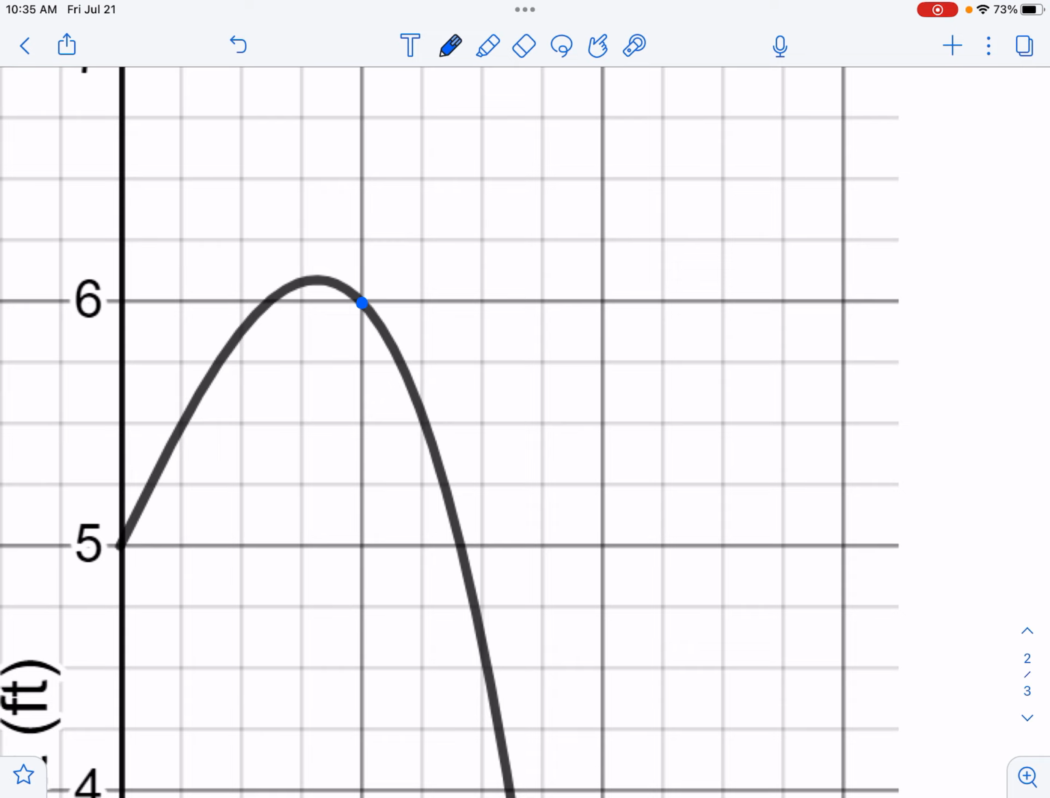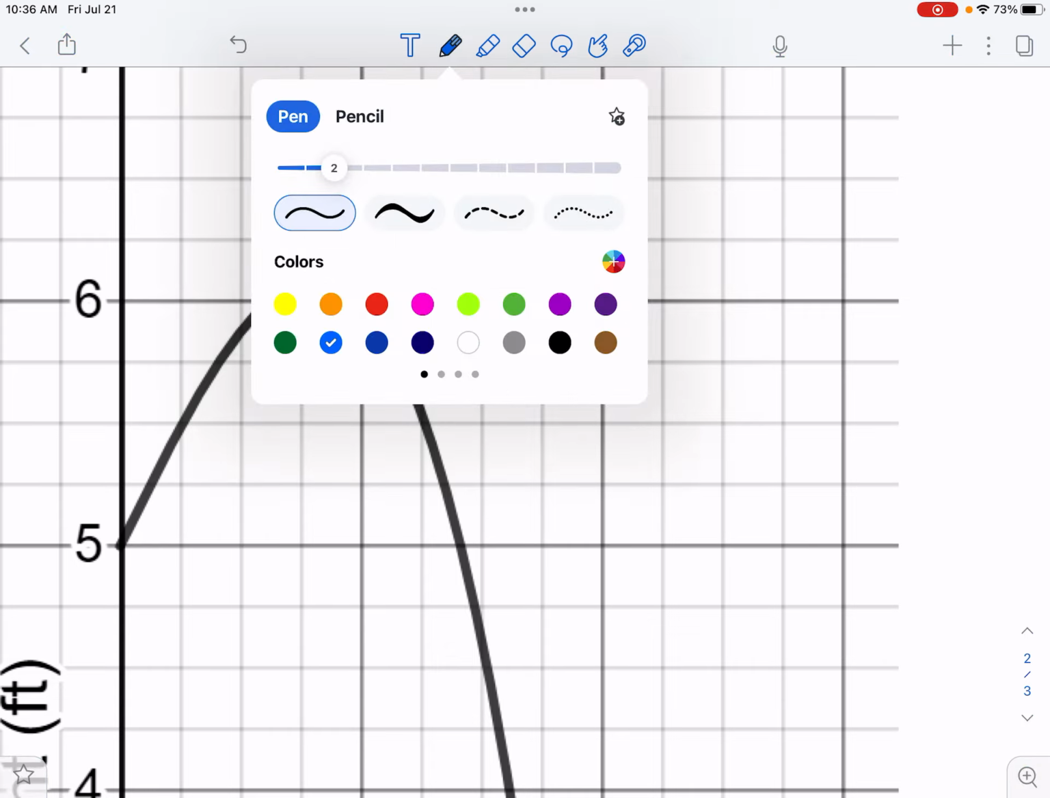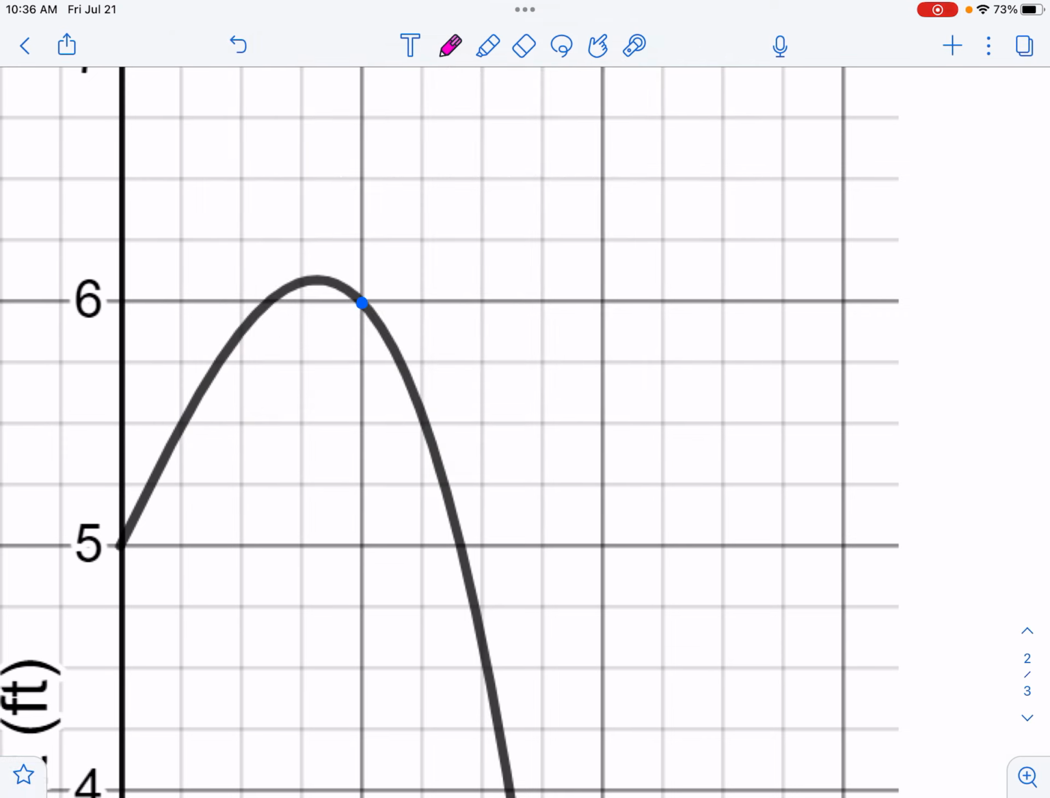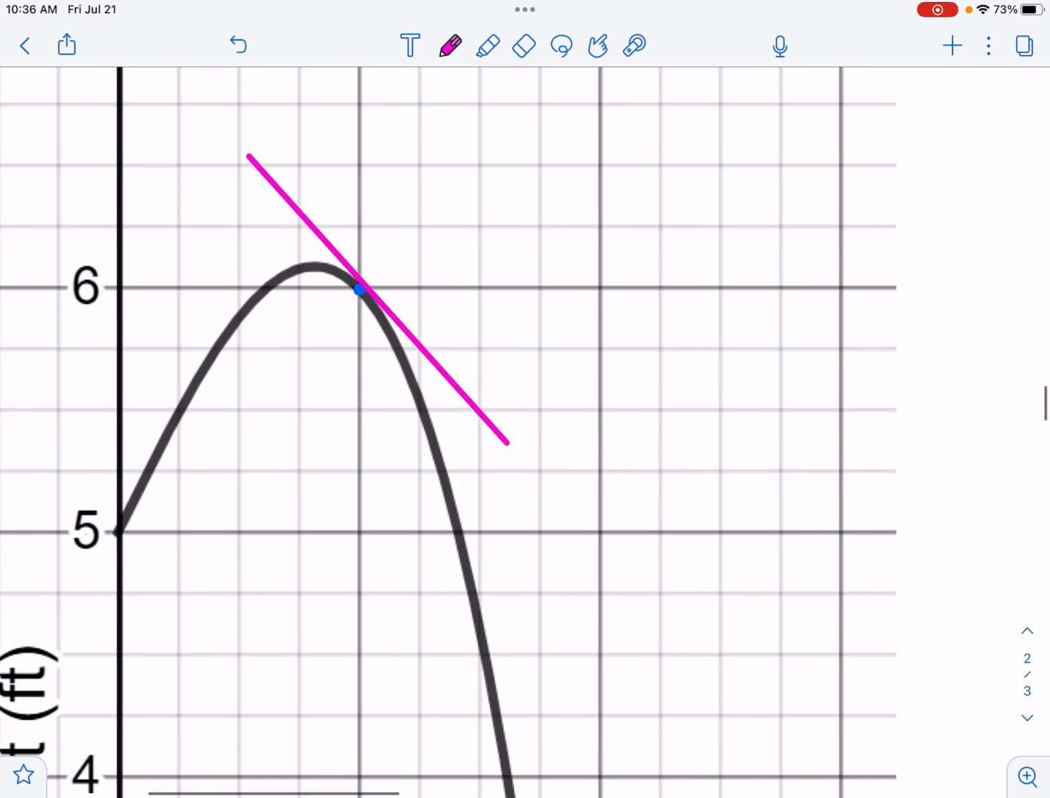You want to take your ruler and draw a line that only hits the graph once at approximately that point, sort of reflecting off, something like that. Okay, where it's kissing, the line is just kissing at that point that you're interested in.